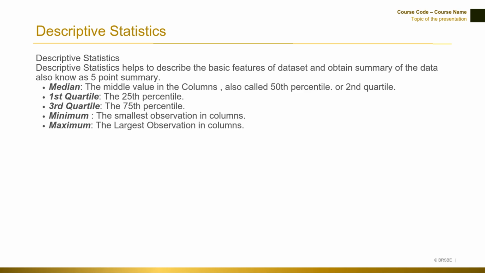First, the measures of central tendency. For example, mean. Mean is the average value of the dataset, calculated by summing all values and dividing by the number of observations. Next is median.